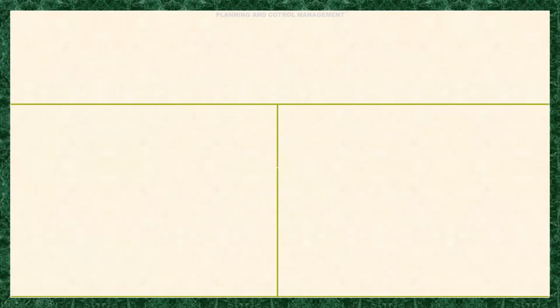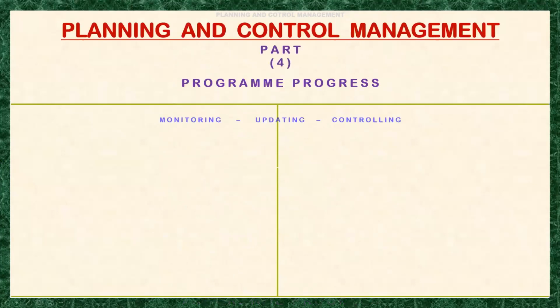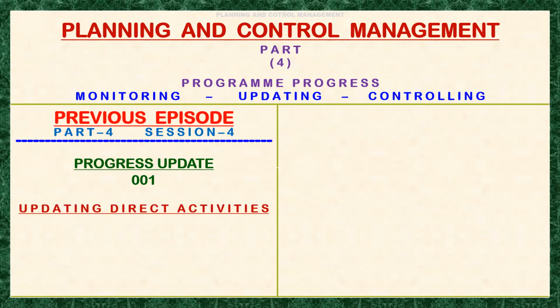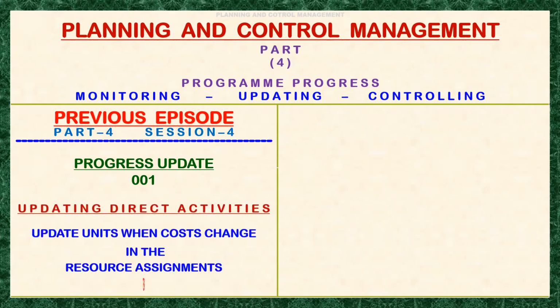Okay, let's start. Planning and Control Management Part 4, Program Progress Monitoring, Updating, and Controlling. Our previous episode was Part 4, Session 4, Progress Update 001. The same, updating direct activities: update units when costs change and the resource assignments. And this is our second segment.